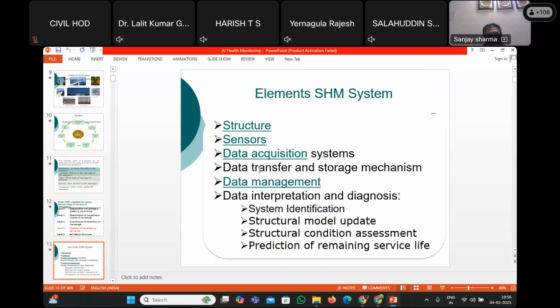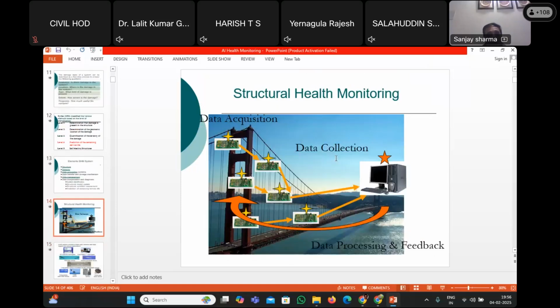So for a structural health monitoring system, once you have a structure, you have the sensors, you must have some data acquisition system, you must have the data transfer and storage mechanism, then how to manage that data, and then its interpretation is also important. So basically your system identification, structural model update, structural condition assessment, and prediction of the remaining service life of the building. That is what is shown here.